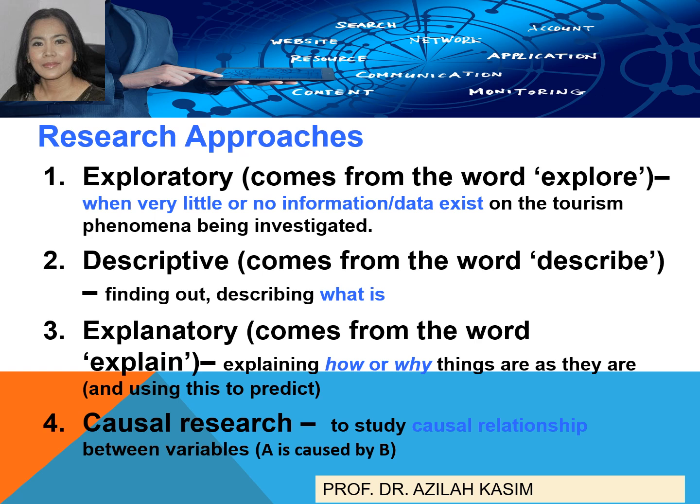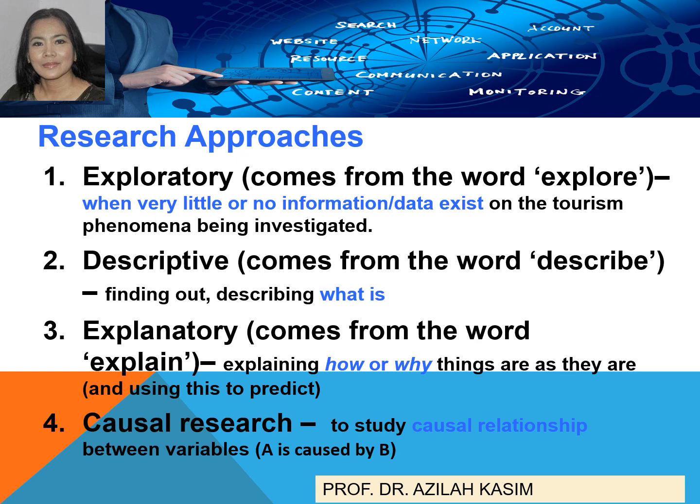For example, the dependent variable would be job satisfaction. What would be the independent variable? It could be adequate salary, or a good mentor, or good management, something like that. So when we do causal research, we want to see if there's any relationship between the independent variable and the dependent variable.